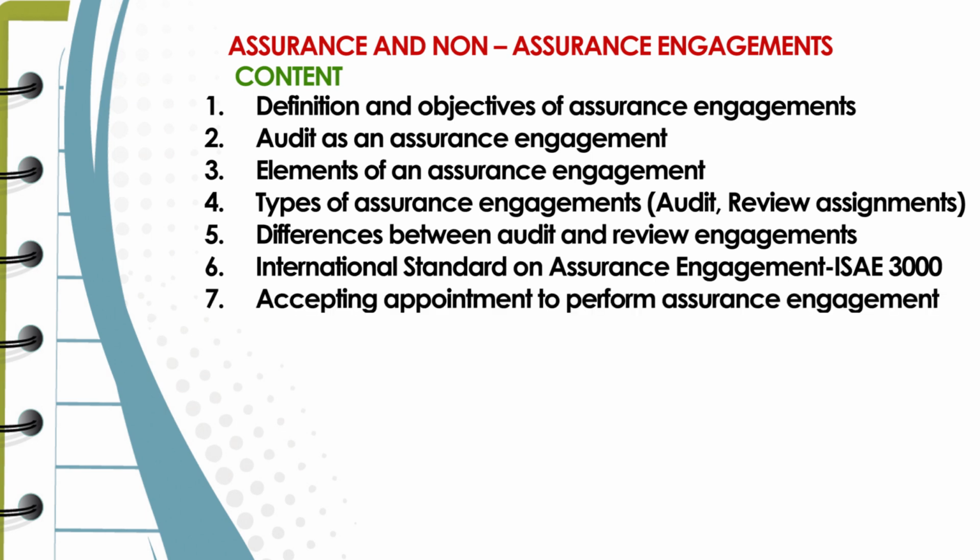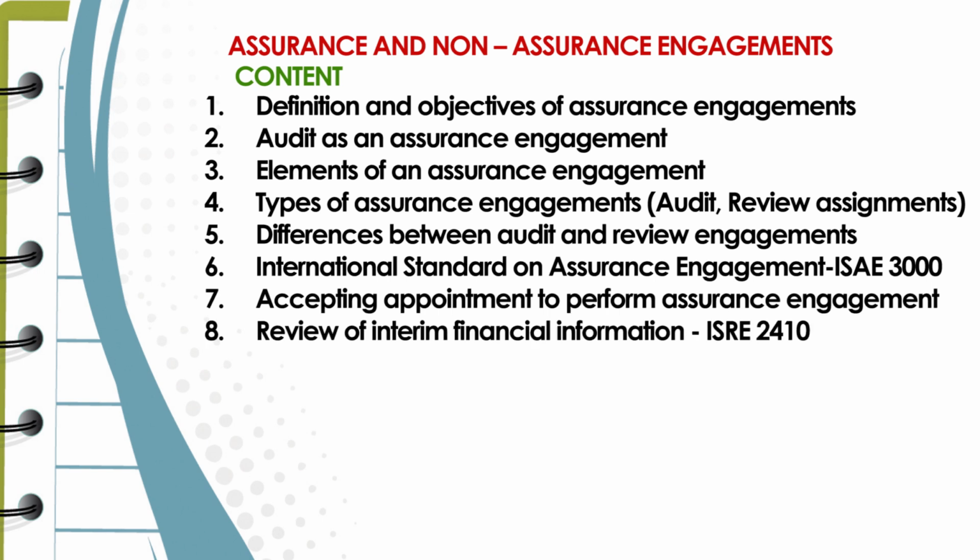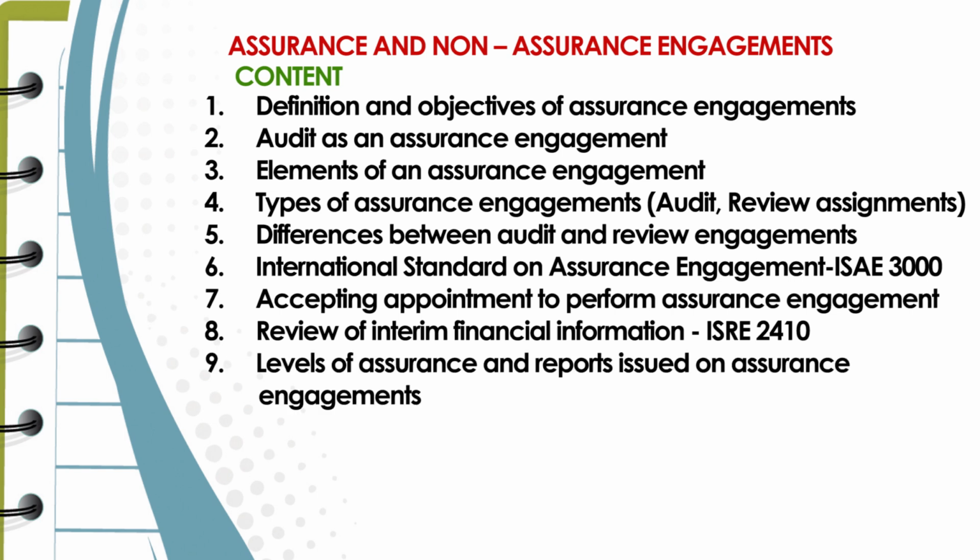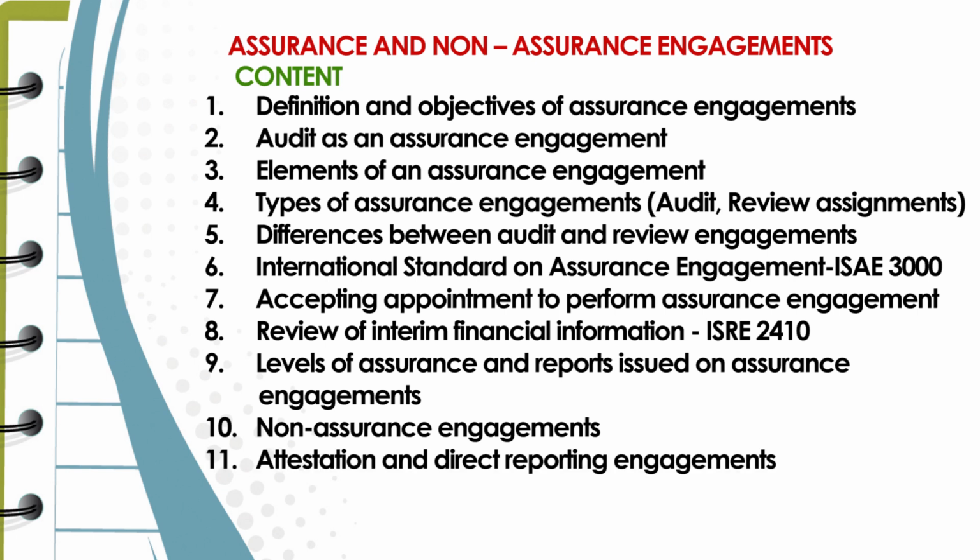7, accepting appointment to perform assurance engagement. 8, review of interim financial information, that is ISRE 2410. 9, levels of assurance and reports issued on assurance engagements. 10, non-assurance engagements. 11, attestation and direct reporting engagements. These are 11 subchapters. We are going to take a subchapter one at a time.